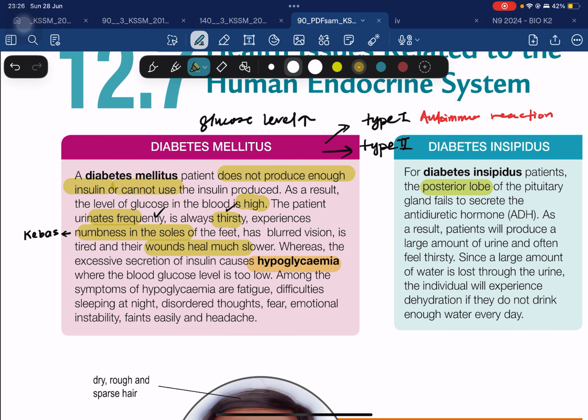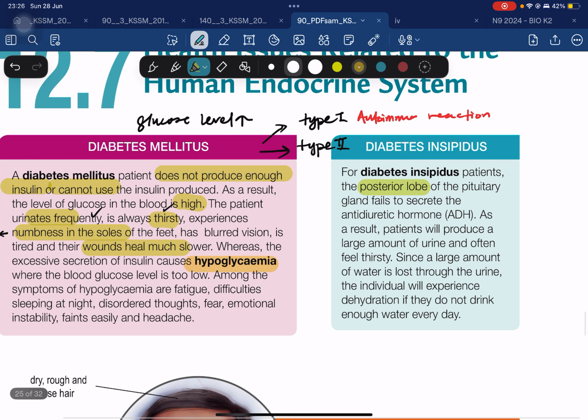Just for some explanation, or if we want to give some evidence, or get a point out of it, we can give the symptoms. Maybe we can get marks for it. Okay, so now we go through diabetes insipidus.